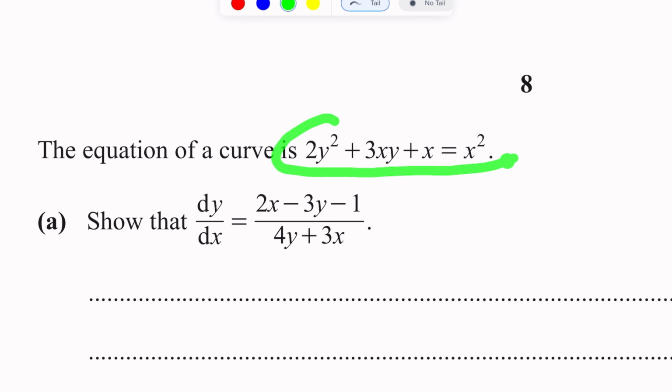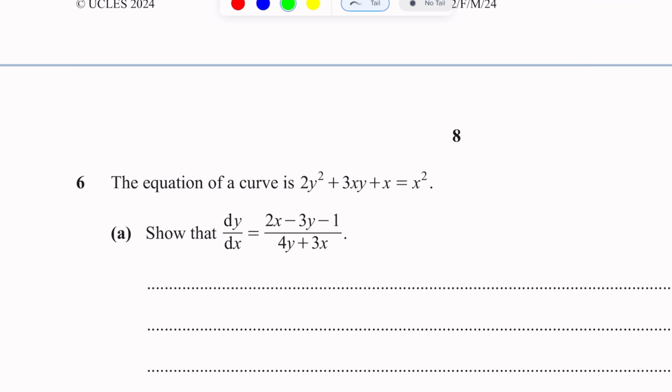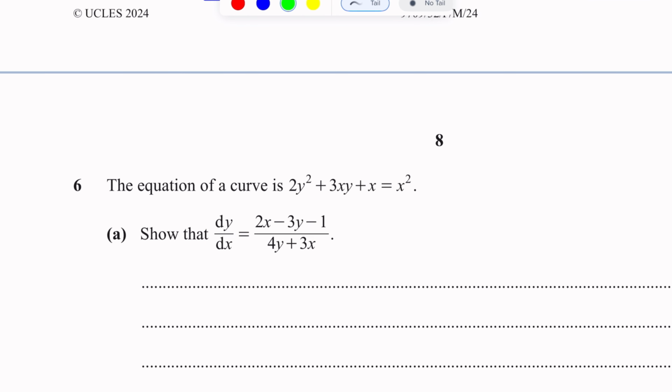This is the equation of the curve and this function is an implicit function. What is an implicit function? Here we cannot make y the subject, so we have to find dy by dx another way. We will differentiate this function with respect to x. Each term will be differentiated with respect to x. Then we can find dy by dx. We have to show that dy by dx is this.